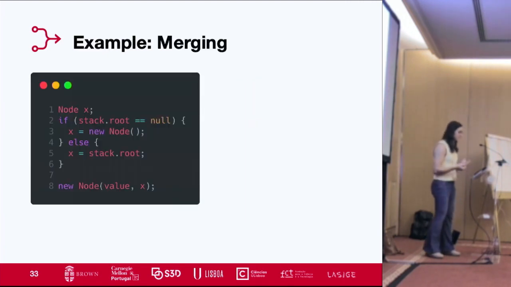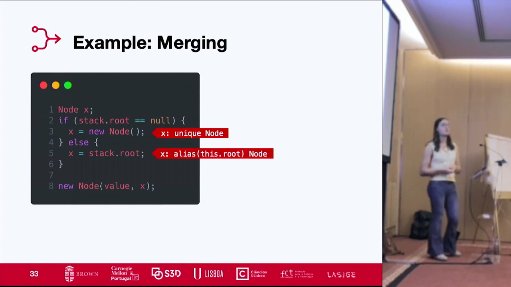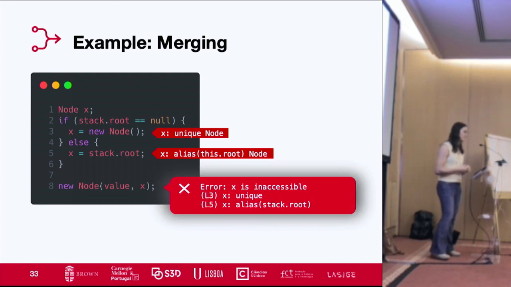As an example here, we might have a method that tries to do something like this. So in one branch, we instantiate a new node, and in another branch, we try to use the root node. But if we try to do this, we can't, because we have a unique value in the one branch and an alias in the other branch. There is no way to unify those annotations, and it results in it being inaccessible.